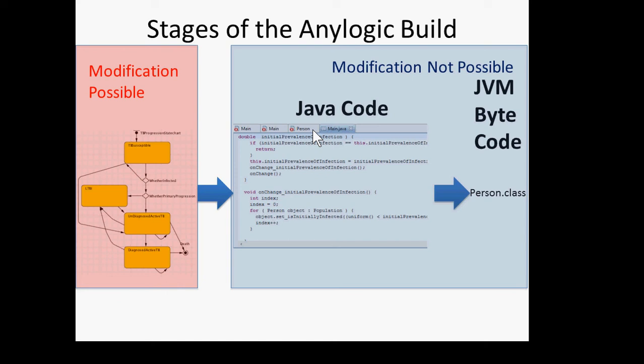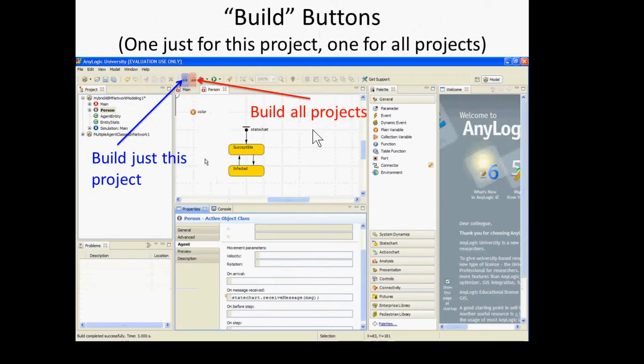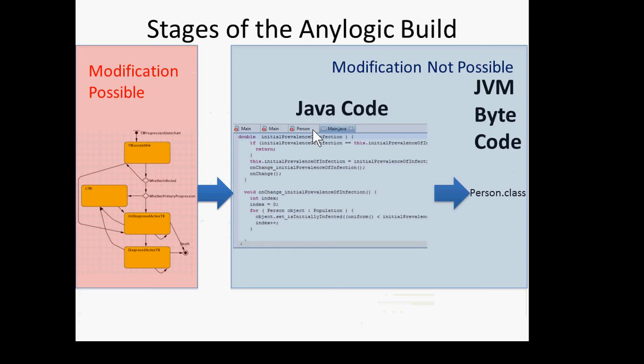And that's not the end of the story. It actually turns this Java code into something that can be run called Java bytecode, which is code behind the scenes, which allows the models to be run. Now, the build button is what goes through these steps. It tries to understand what's going on here. It turns it into Java code, and it produces bytecode. That's what that build button does.